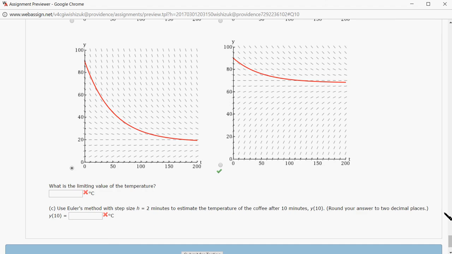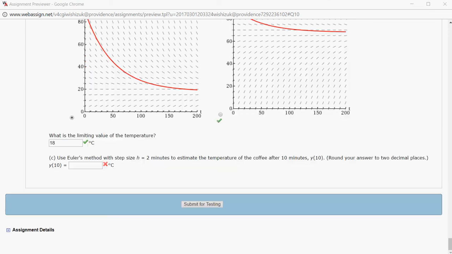Then, what is the limiting value of the temperature? As t approaches infinity, you can see that this is approaching 18 degrees, which is the room temperature. If you leave a coffee in a room, the temperature of the coffee is going to cool down to eventually the same as the temperature of the room. So that will be 18. Let's check that again. Alright, we got this one correctly.